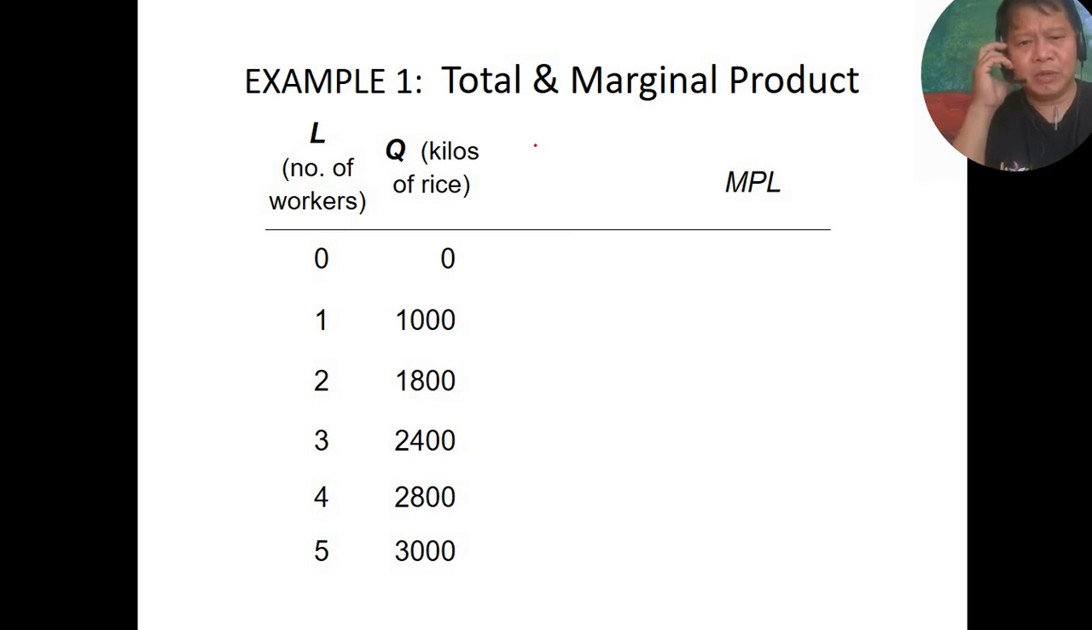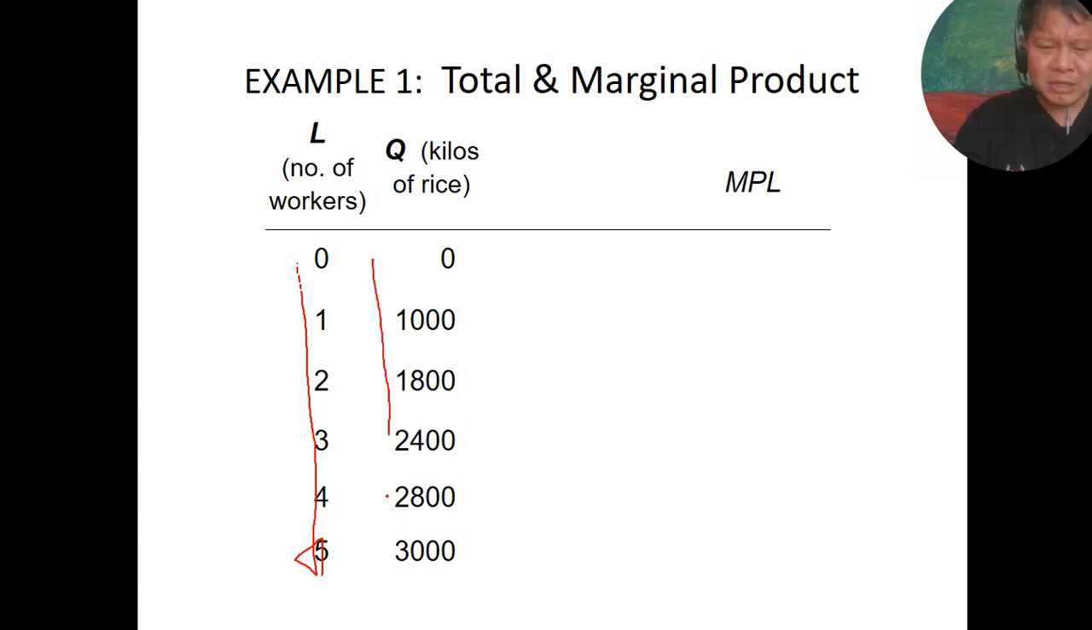So for example, the total product and the marginal product. For example, the same Jack's rice production. We have the number of workers increasing from 0 to 5 workers. So he adds a worker, and of course you can see that as he adds workers, his production increases.